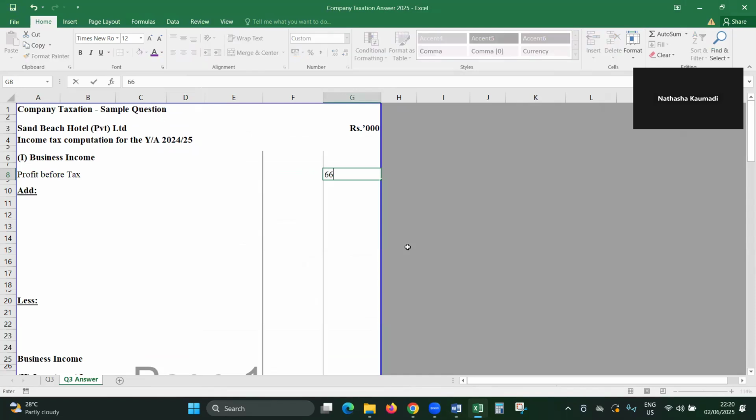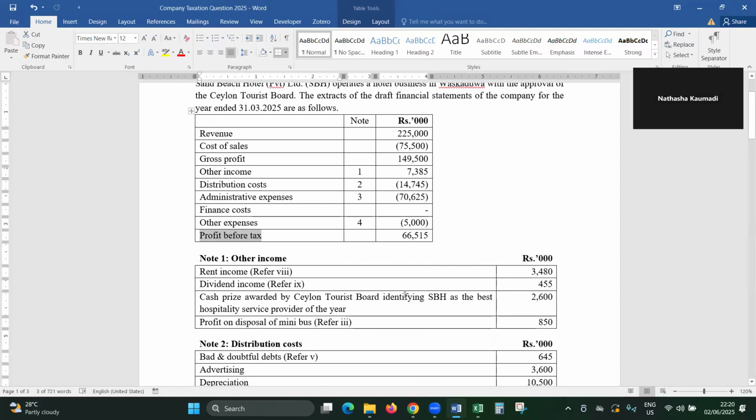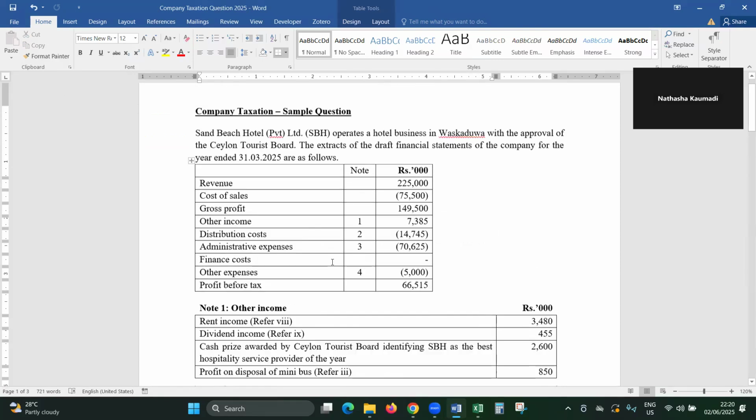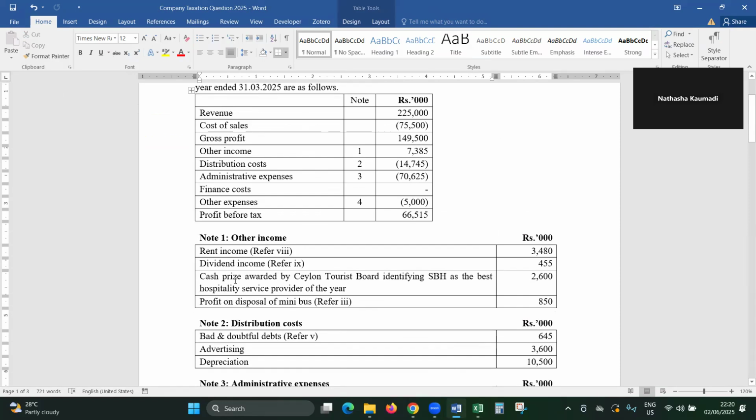66,515. That is the profit before tax. And then I told you that I'm going to adjust this profit before tax amount. So I'll be adding some components and deducting some components, when and where necessary. So I'll be taking these numbers from the notes.